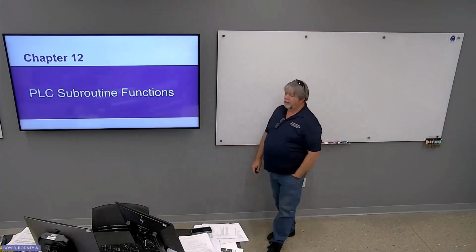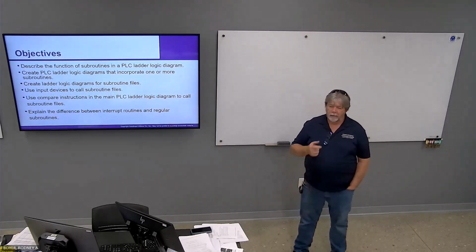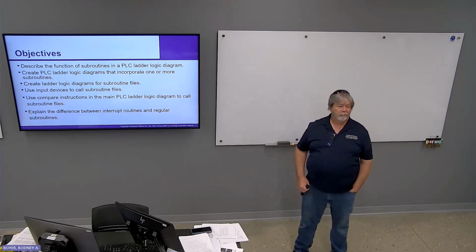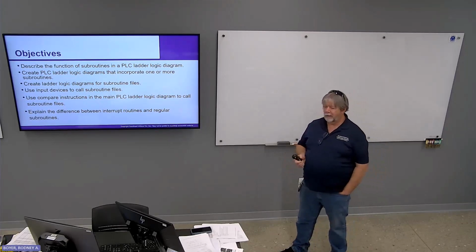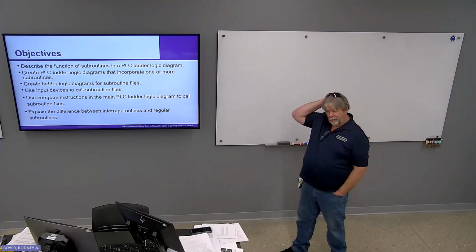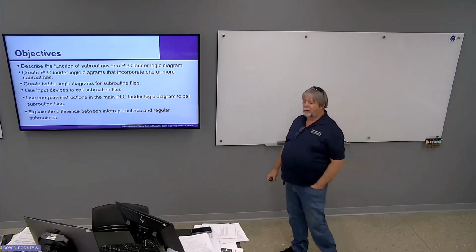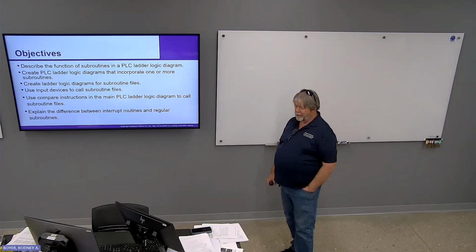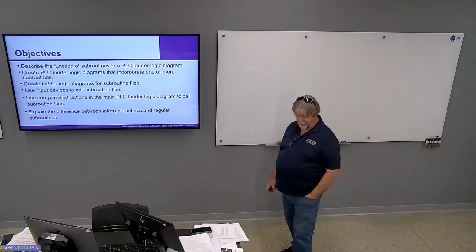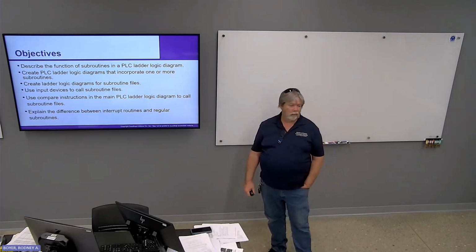Okay, so we're going to talk about chapter 12 today, PLC subroutine functions. With a little luck, when we get done, you should be able to describe the function of a subroutine, create a ladder diagram that incorporates one or more, create ladder diagrams for the subroutine, use input devices to call a subroutine, use compare instructions in the main PLC ladder to call a subroutine, and explain the difference between an interrupt and a regular routine or subroutine.